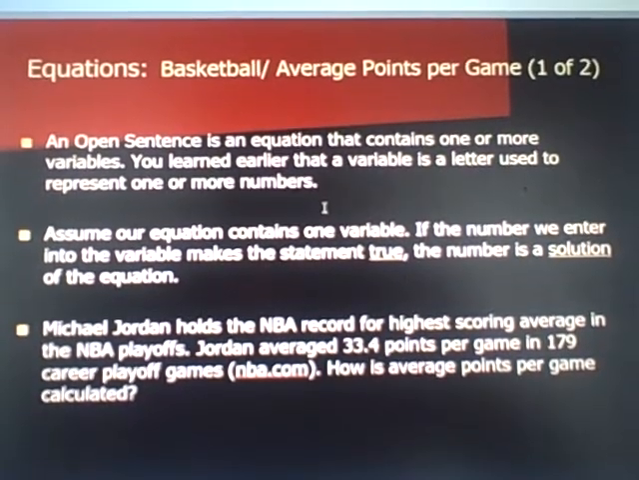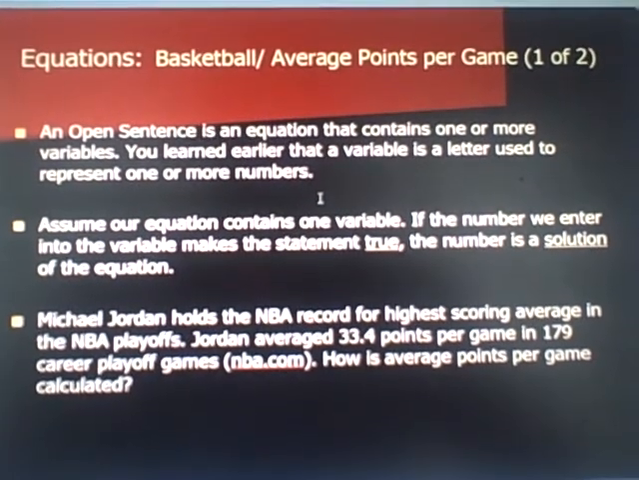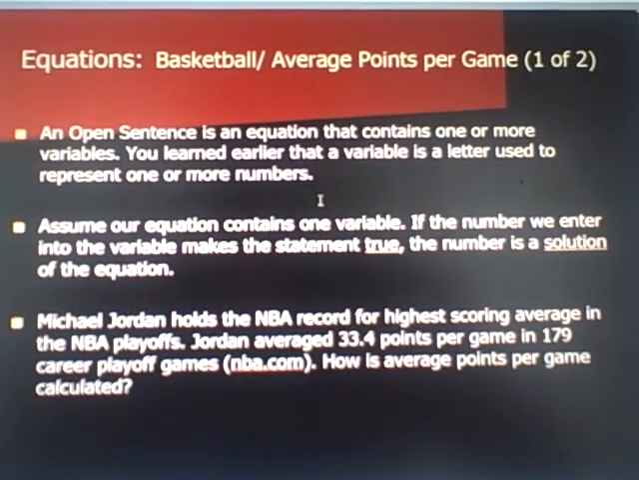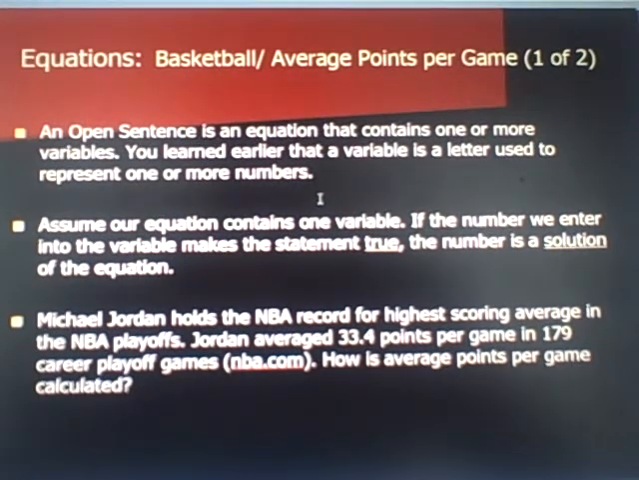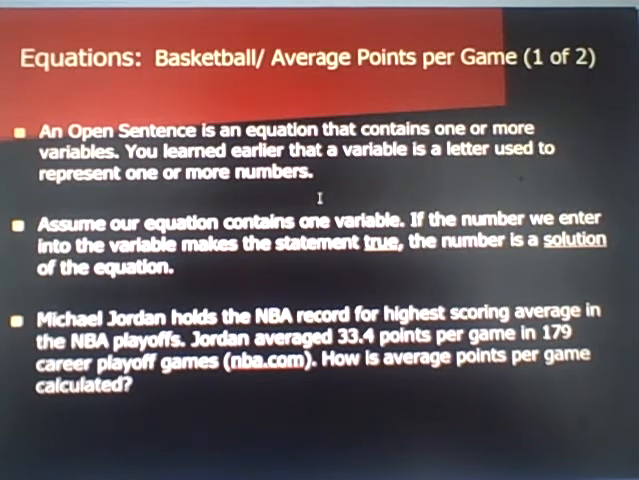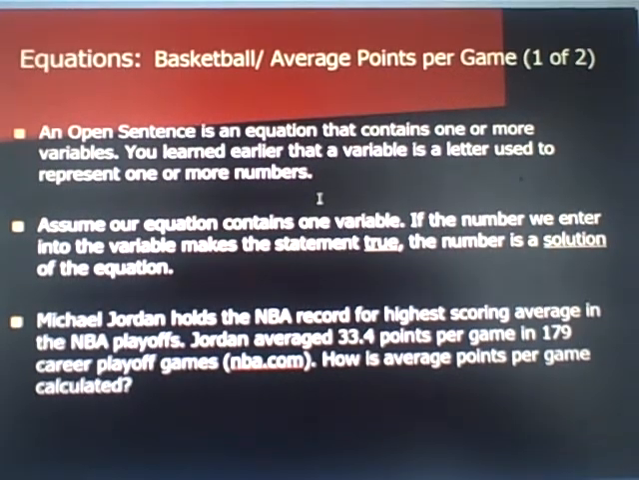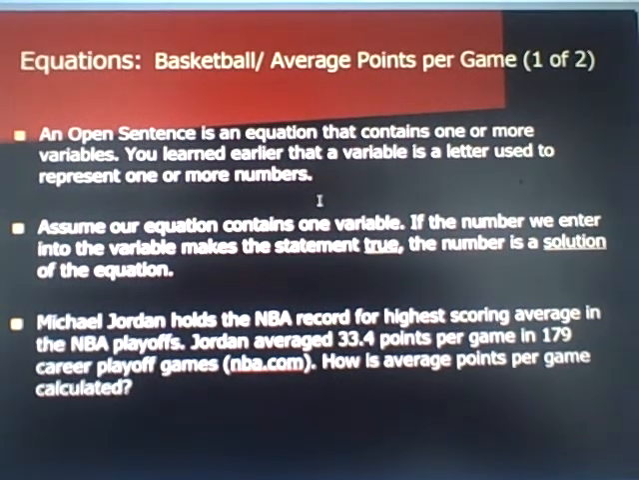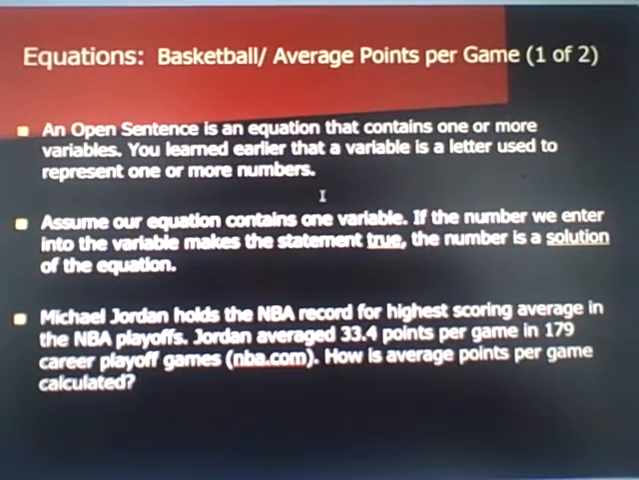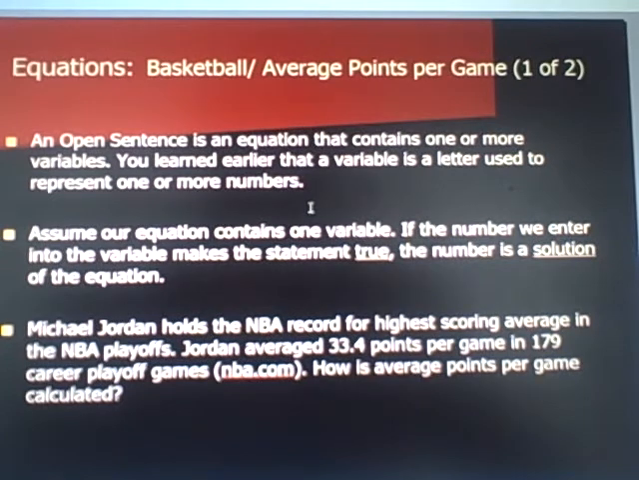Different example. How about average points per game? If you're a basketball fan, you may be familiar with this one. An open sentence is an equation that contains one or more variables. You learned earlier that a variable is a letter used to represent one or more numbers. Assume our equation contains one variable. If the number we enter into the variable makes the statement true, then that number is a solution of the equation. Okay, it's our answer if it makes it true.